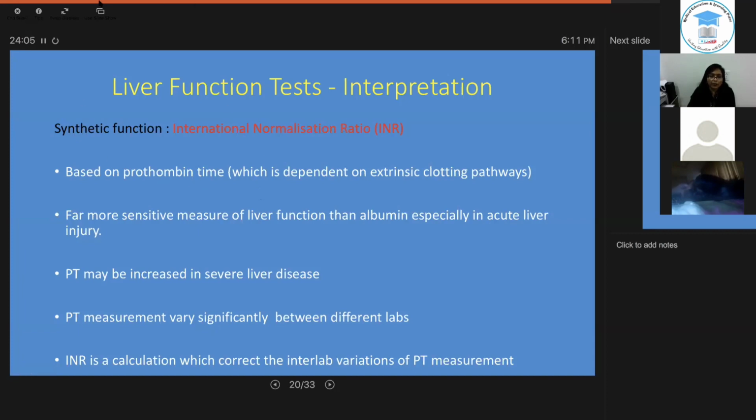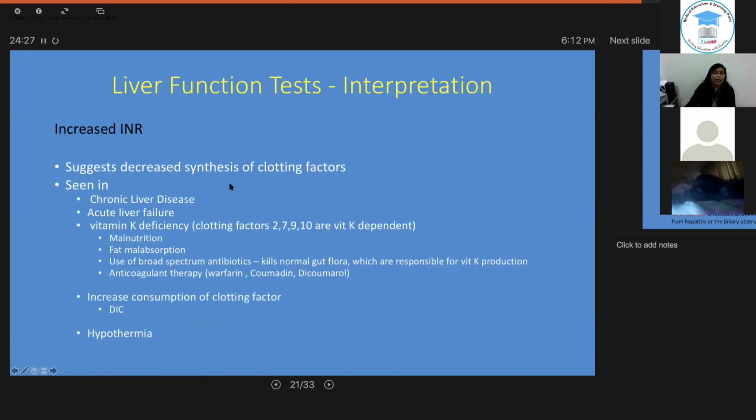So PT may increase in severe liver disease, and it has been seen that PT measurement varies significantly between different labs. To correct this anomaly, the INR is calculated. This is basically a calculation which can correct the inter-lab variation of prothrombin time measurement. If INR is increased, it suggests that the synthesis of clotting factors is impaired.